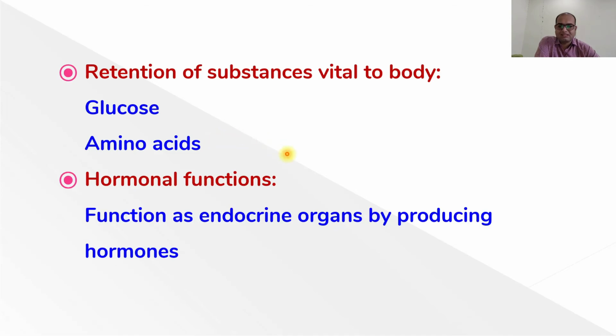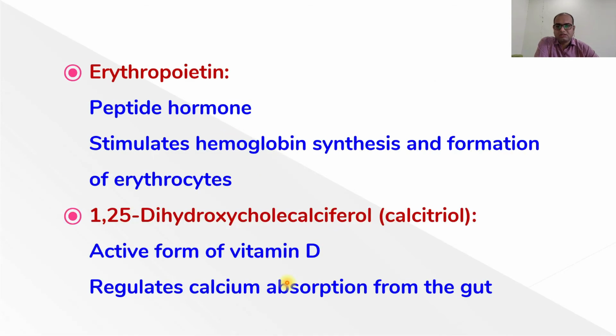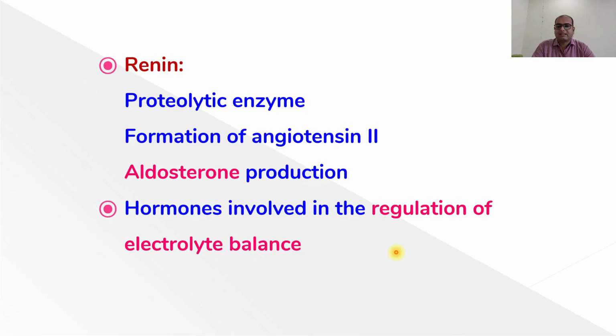And there are some hormonal functions as well. It produces some hormones like erythropoietin. It's a peptide hormone and it stimulates the hemoglobin synthesis and formation of the erythrocytes, while another is calcitriol, activated vitamin D, or in other words 1,25 dihydroxycholecalciferol, which regulates the calcium absorption from the gut. Also there is renin. It's a proteolytic enzyme which helps in formation of angiotensin 2, and that in turn leads to the aldosterone production. So these are the hormones which are involved in the regulation of electrolyte balance.